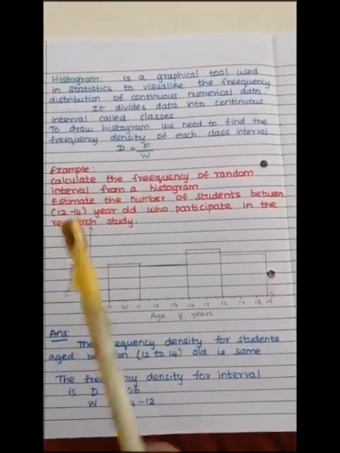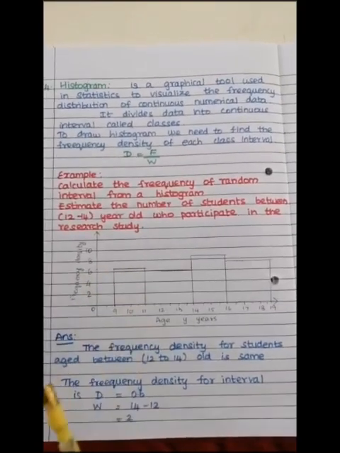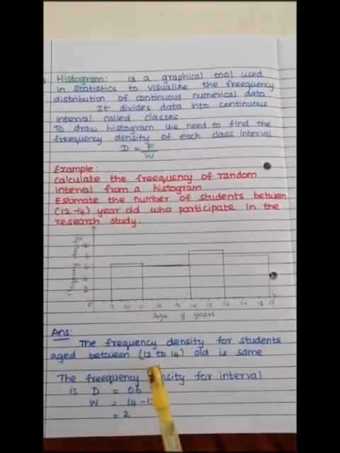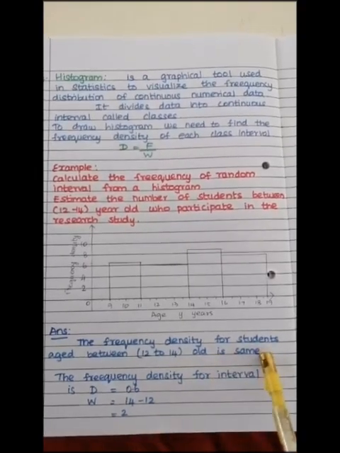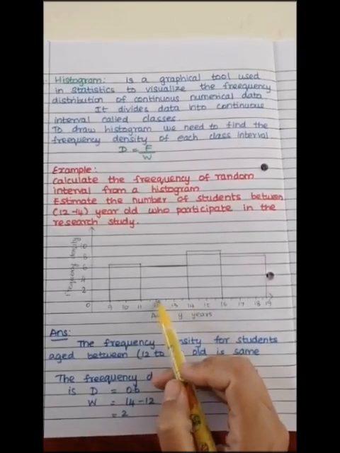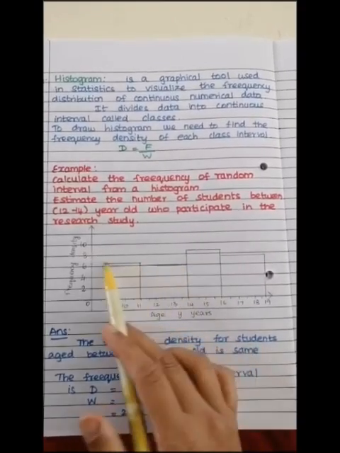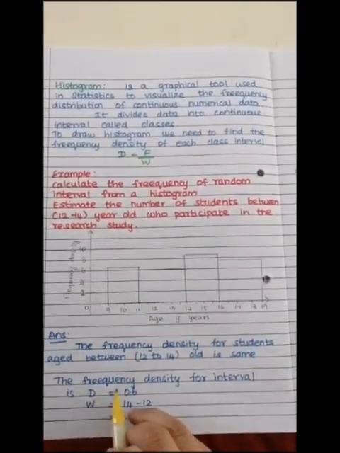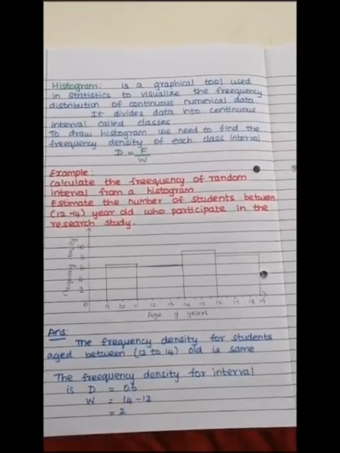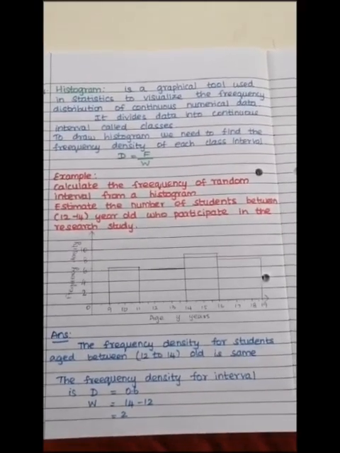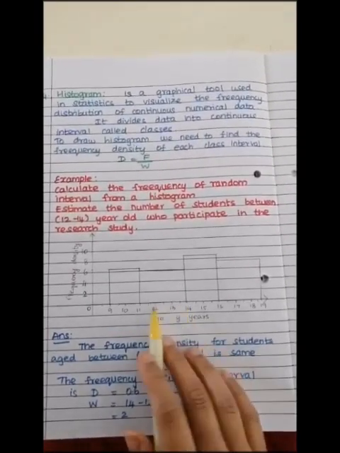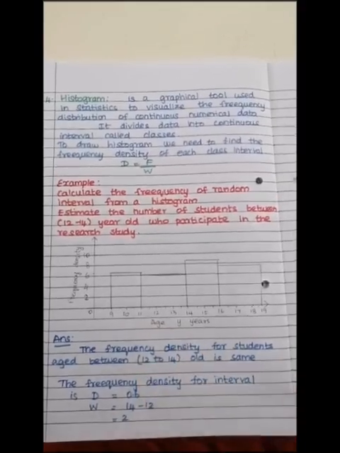Let's see. Answer: the frequency density for students aged between 12 to 14 is the same. How is he saying this? Because 12 to 14 has the same frequency density 6. The frequency density for the interval is D is equal to 0.6. W is equal to 14 minus 12, that is 2.